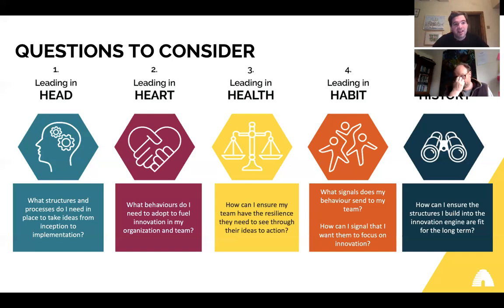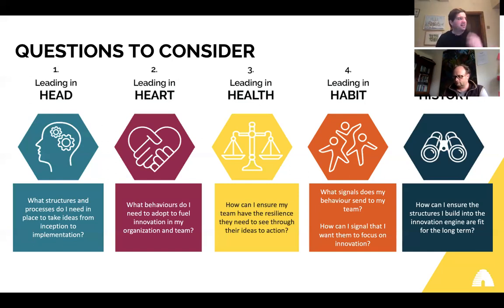Leading in habit is about signaling. So what signals does my behavior send? So this is one for reflection. What signals does my behavior send to my team? So the way that I currently operate in my day-to-day when we're not necessarily thinking about innovation, am I actually, through that behavior, encouraging innovation?